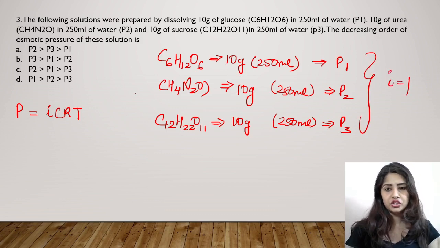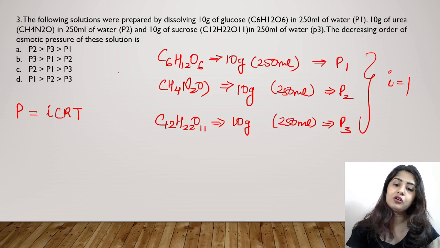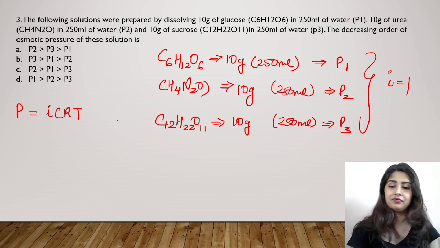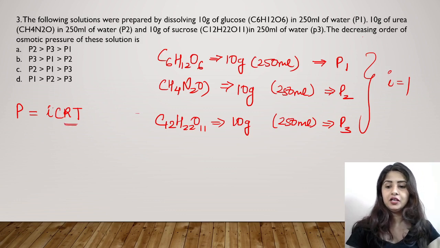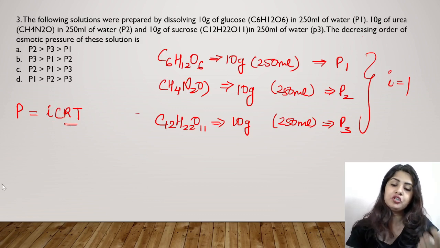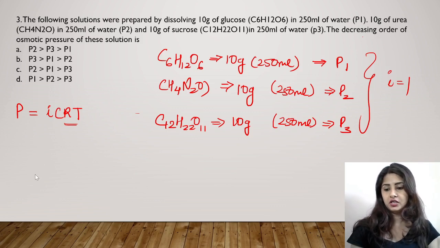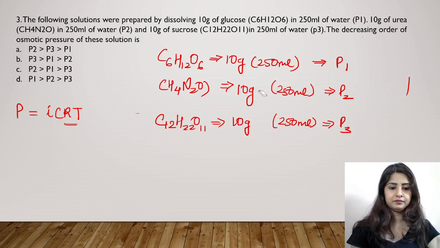Now, does the concentration differ? 10 gram, 10 gram, 10 gram. Do you think it will differ? Yes, it will. Why so? This is because the molar mass of all of them is different. R is the gas constant and T is the temperature, so they remain constant for all of them, right? So the concentration will decide which will have the highest osmotic pressure and which will have the lowest osmotic pressure, right? So I will just erase this.